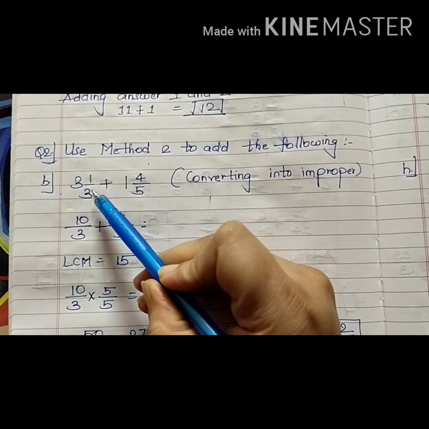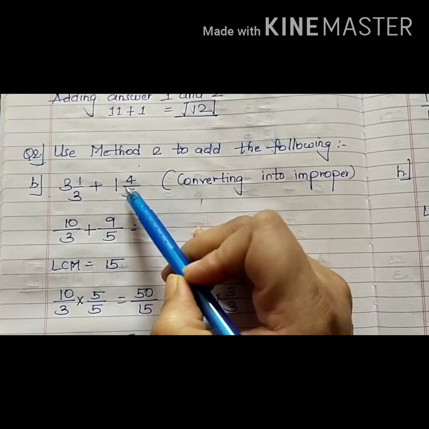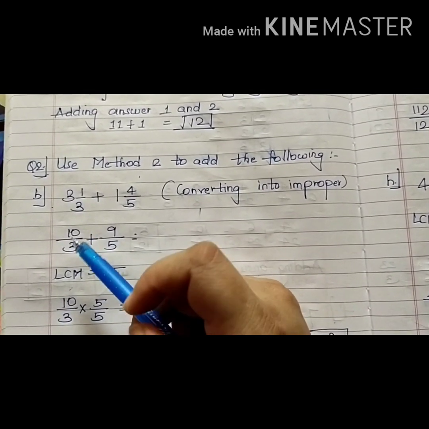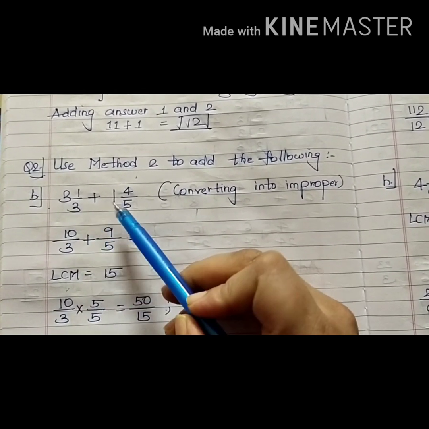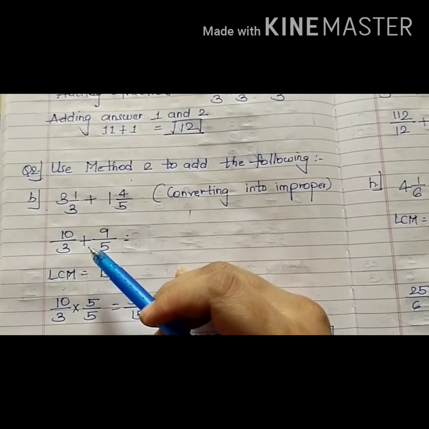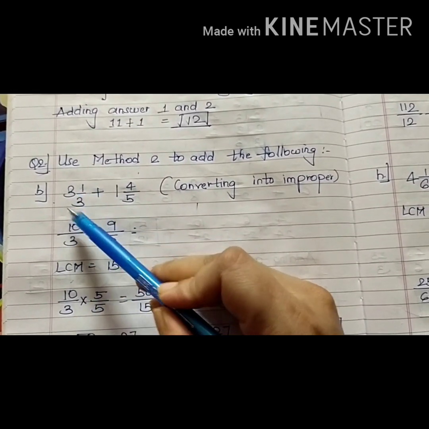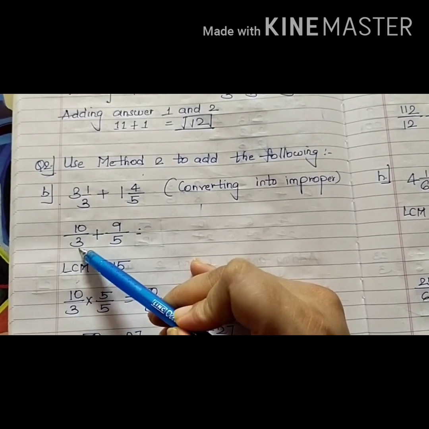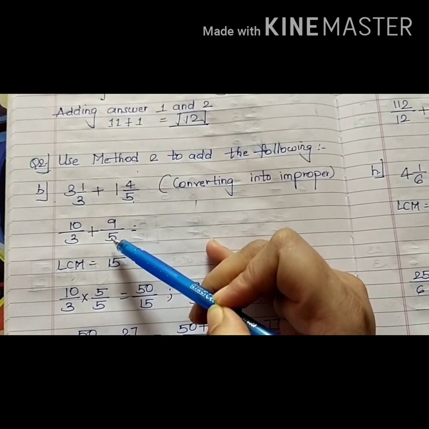So very first thing, we all know how to convert a mixed fraction into an improper fraction. That's it. This is what your method 2 is. Whenever you see a mixed fraction in your method 2, you will first convert it into an improper fraction. So the first mixed fraction when converted into an improper fraction gives me 10 upon 3, and the second one gives me 9 upon 5.